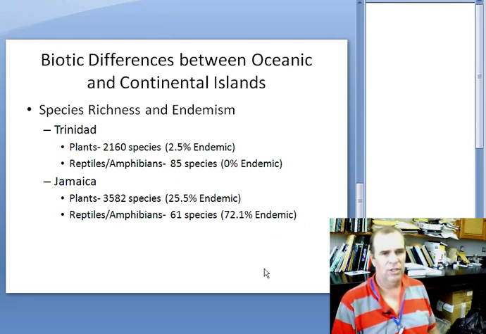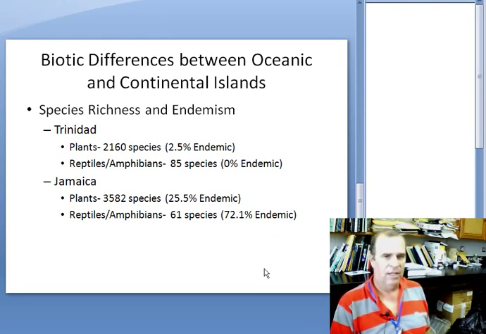Well, let's compare Trinidad and Jamaica. Let's take a look at the plants and the reptiles and amphibians. Remember that Jamaica is twice the size of Trinidad. So Trinidad is just under 5,000 square kilometers. Jamaica is over 10,000 square kilometers. So generally it will have more species.